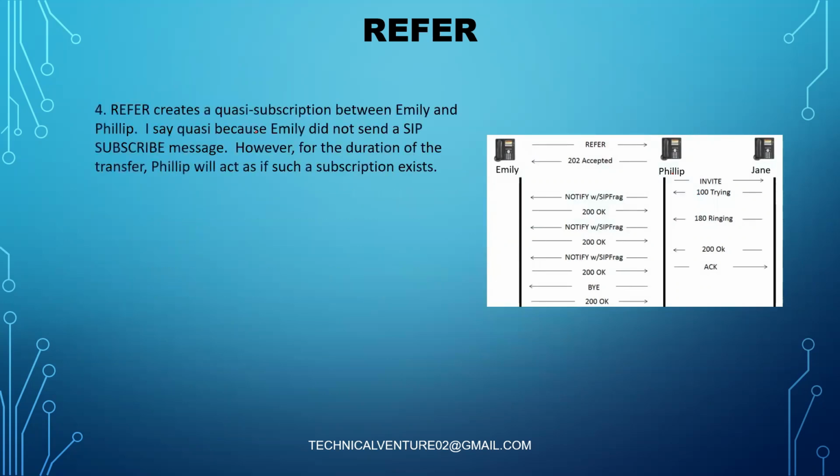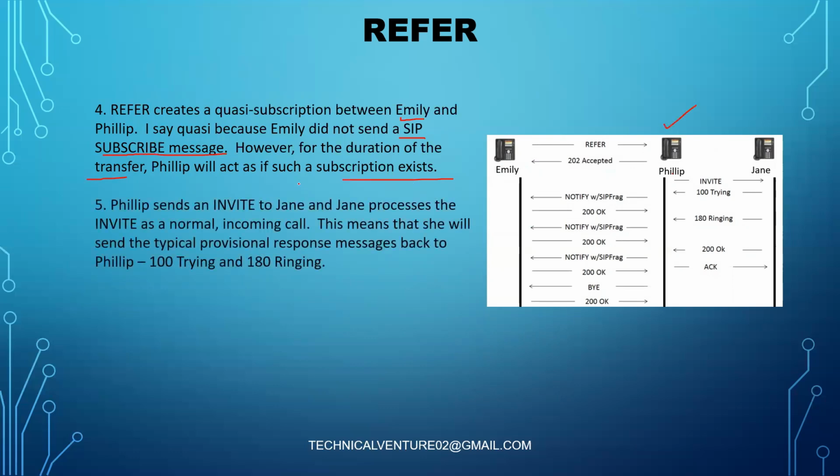Now this refer creates a quasi-subscription between Emily and Philip. I say quasi because Emily did not send a SIP SUBSCRIBE message here, correct? However, for the duration of a transfer, Philip will act as if such a subscription exists. Why? Because it is not like disconnecting the call. And Philip sends an invite request to Jane, and Jane processes the invite as a normal incoming call. Yeah, because Jane doesn't know anything about Emily.